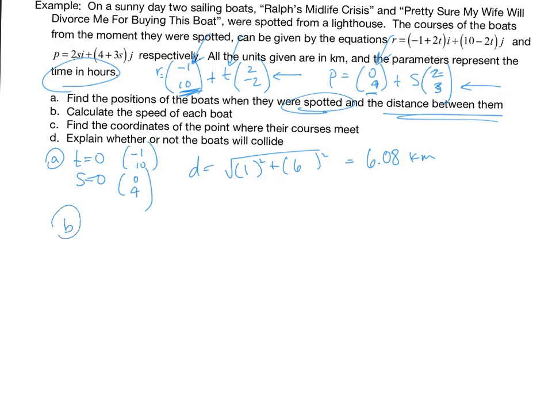Okay, part B says calculate the speed of the boat. Okay, so way up at the top, I know you can't see it on my screen, but I'm hoping you printed this out and you have it in front of you. Speed is the magnitude of the direction vector. Okay, speed is just the magnitude of the direction vector. So we need to find the direction vector for each boat. Right, so the first one is (2, -2), and the second one is (2, 3). And I need to find the magnitude of each.